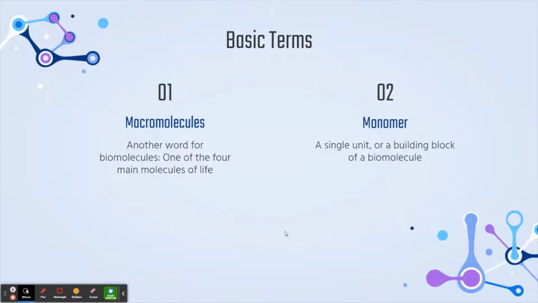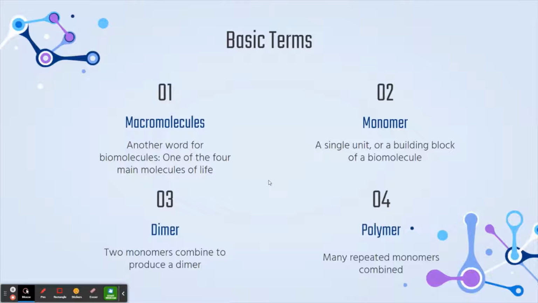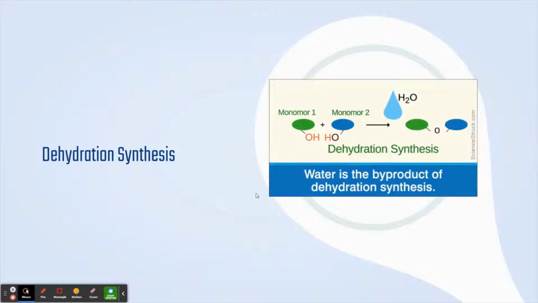When there is only one building block of one of these macromolecules or biomolecules, it is called a monomer. And when two of these are combined, they produce a dimer. And when there are a lot of monomers combined, it creates a polymer. So how do we even form a dimer or a polymer?